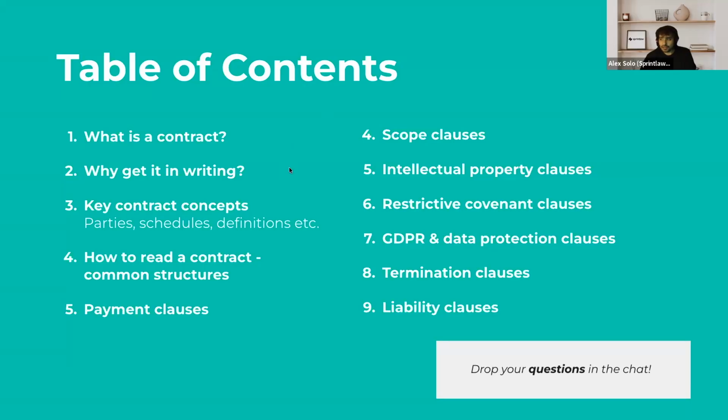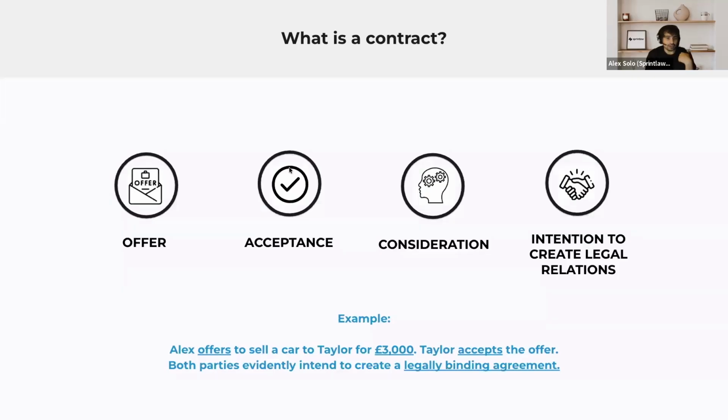So let's kick off. What is a contract? Well, for anyone who goes to law school, in Contracts 101, they teach us that there are four elements to a contract in a legal sense. You have to have an offer, so someone has to offer something to someone else, and acceptance of that very offer. You need consideration, which is a legal term for some sort of quid pro quo.